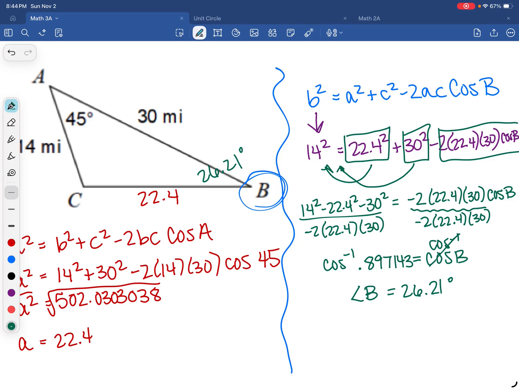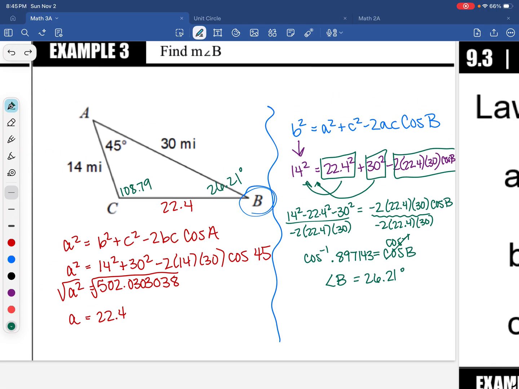Now, we have so much on our triangle now, we might as well find angle C at the same time, because remember, the full triangle's angles add up to 180, and now that we've got two of them, we might as well find the third. So the third angle is 108.79. Okay, now we know all three sides and all three angles, so this is called a solved triangle. Once we know everything on the triangle, then our triangle is solved.